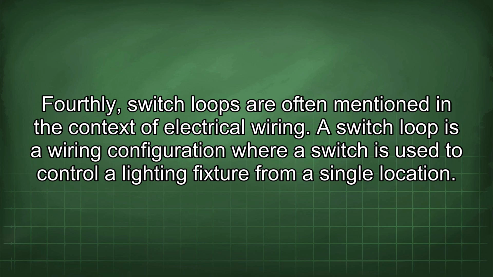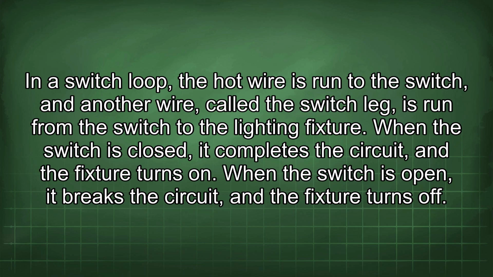Fourthly, switch loops are often mentioned in the context of electrical wiring. A switch loop is a wiring configuration where a switch is used to control a lighting fixture from a single location. In a switch loop, the hot wire is run to the switch, and another wire, called the switch leg, is run from the switch to the lighting fixture. When the switch is closed, it completes the circuit and the fixture turns on. When the switch is open, it breaks the circuit and the fixture turns off.